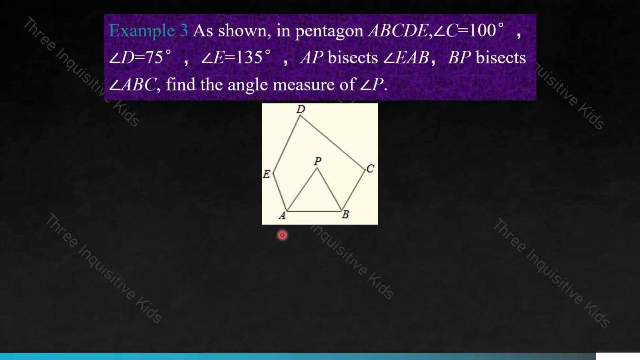Example 3. As shown in pentagon ABCDE, angle C is equal to 100 degrees, angle D is equal to 75 degrees, angle E is equal to 135 degrees. AP bisects angle EAB. BP bisects angle ABC. So find the measure of angle P.